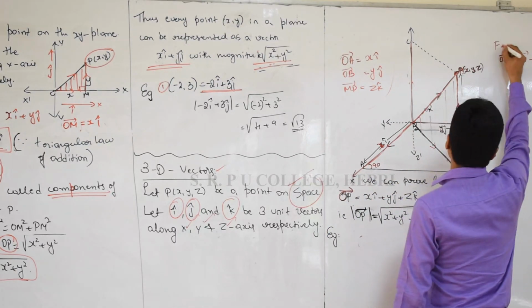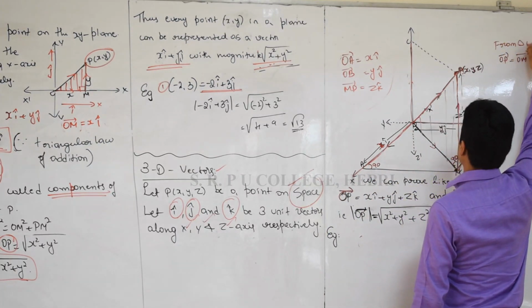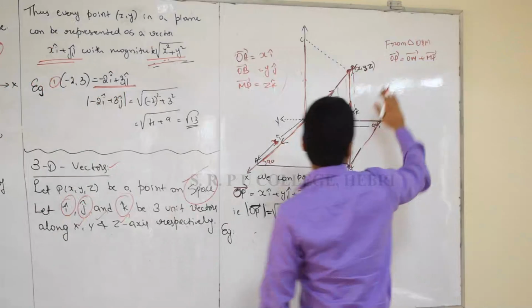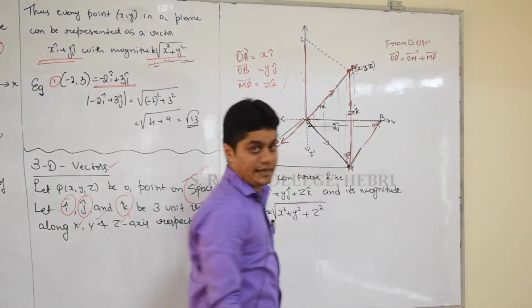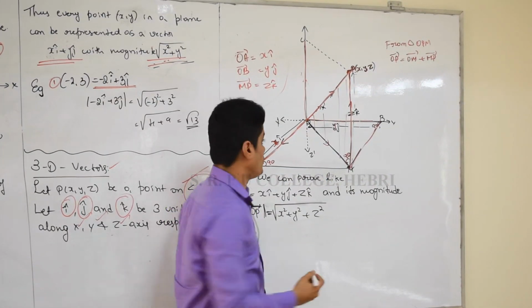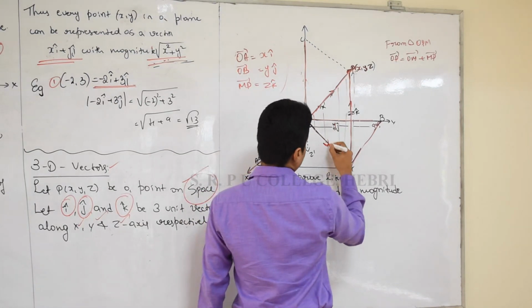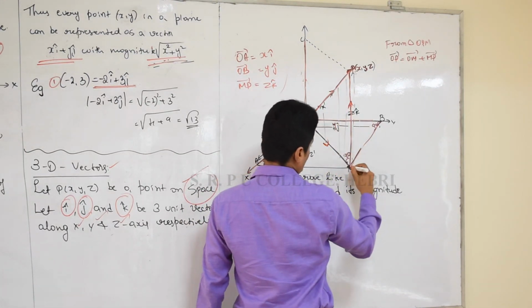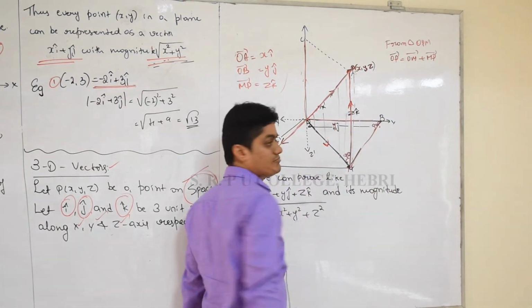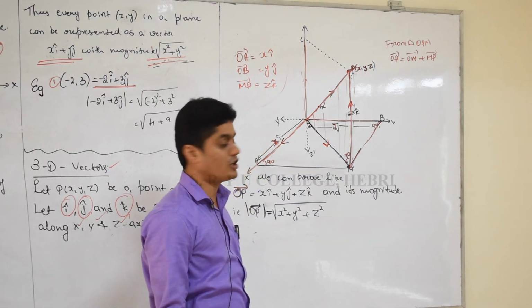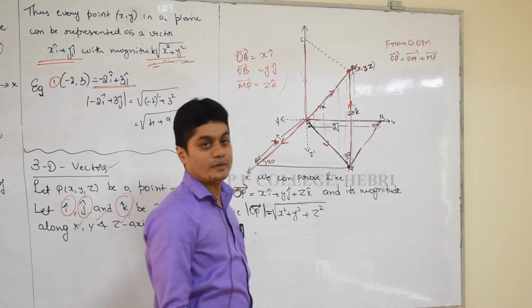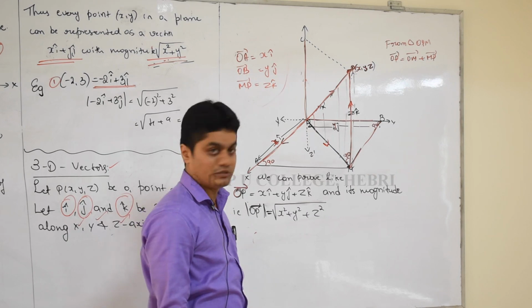Okay, from triangle OPM, using triangular law of addition, see these two are the same direction vector. Vector OM plus vector MP will be the same direction vector. So according to triangular law of addition, vector OP is equal to vector OM plus vector MP. I hope you will agree with this.